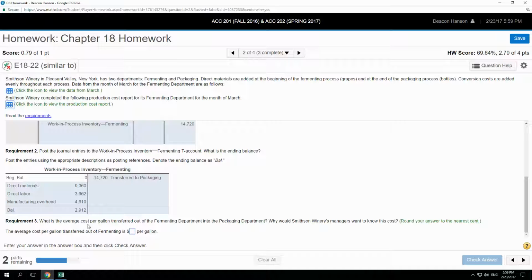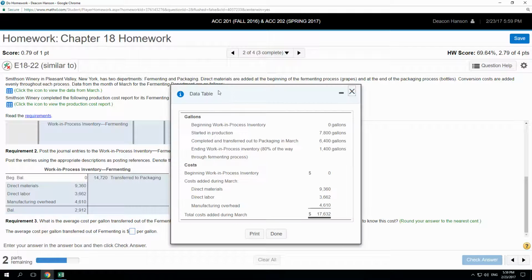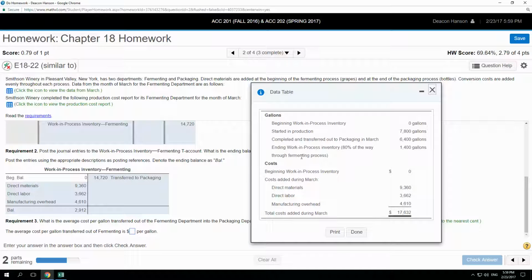What is the average cost per gallon transferred out of the fermenting department into the packaging department? Why should Smithson Wineries managers want to know this cost? Okay, let's see. The average cost per gallon transferred out. Why don't we look at our gallons completed and transferred out to packaging, 6,400, so 6,400 gallons. And then our total cost transferred out was 14,720.